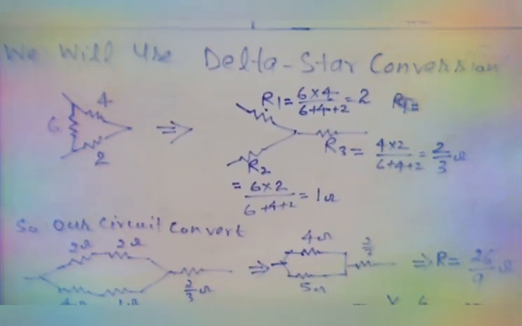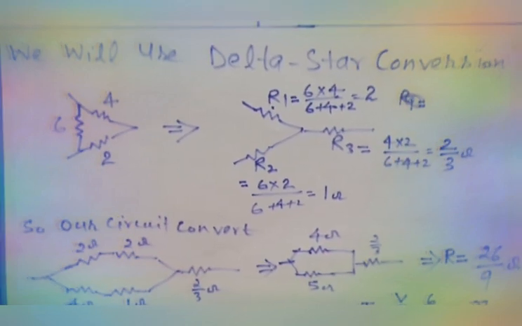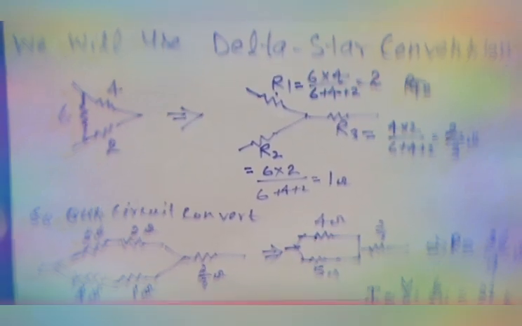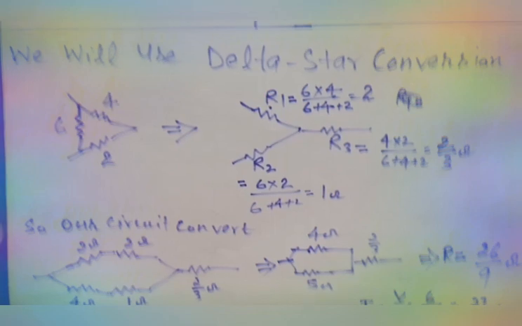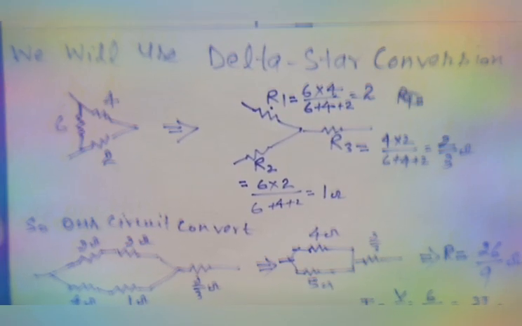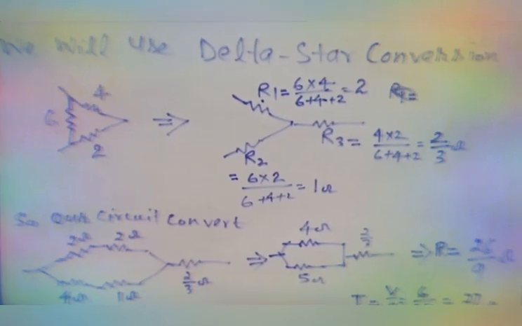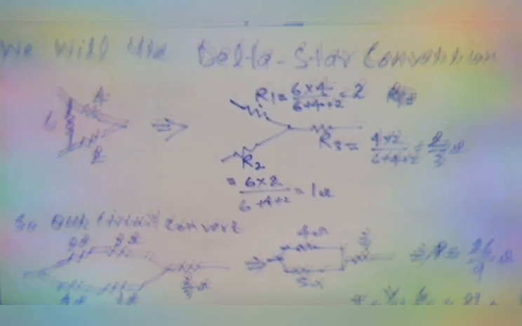So in cases in which an unbalanced Wheatstone bridge is there in the circuit, delta star conversion is a very effective and very easy technique. So you can always use delta star conversion in these types of situations.